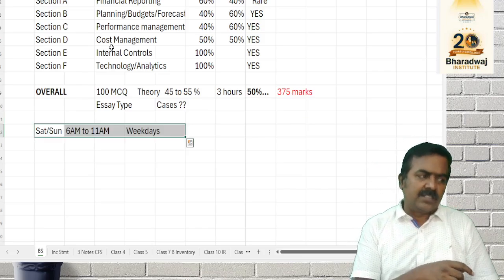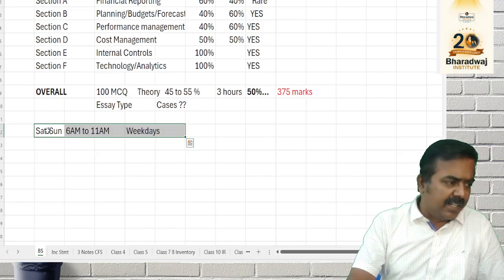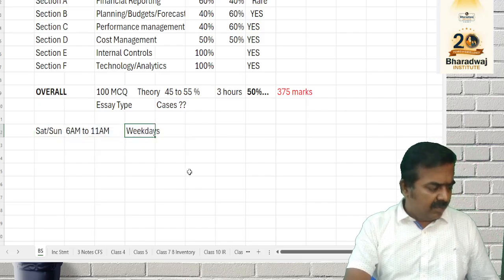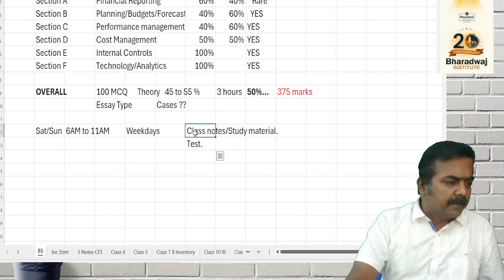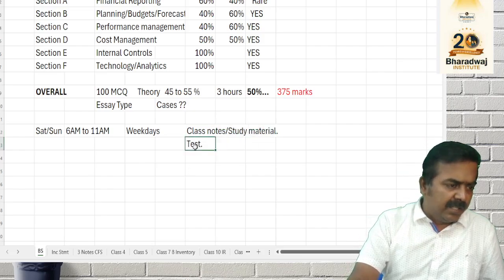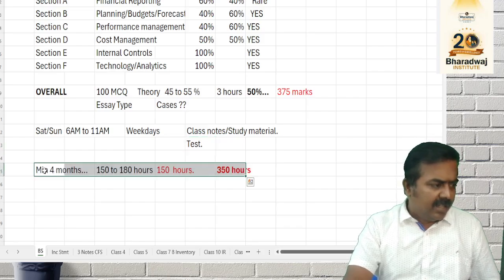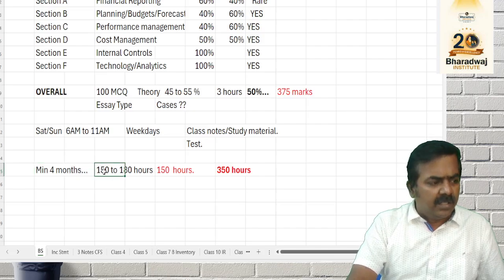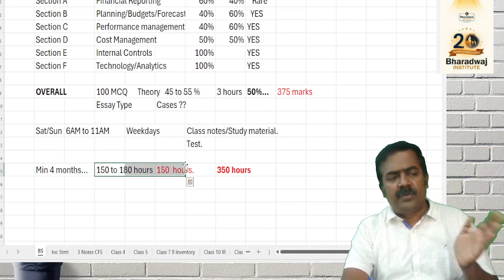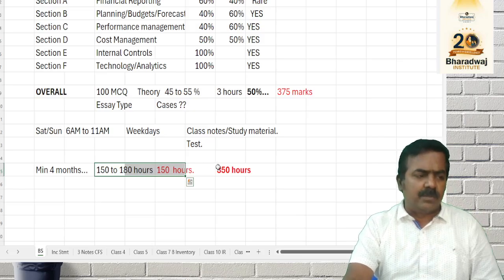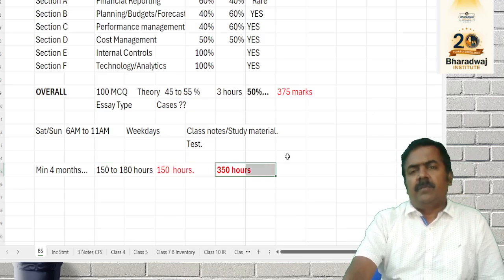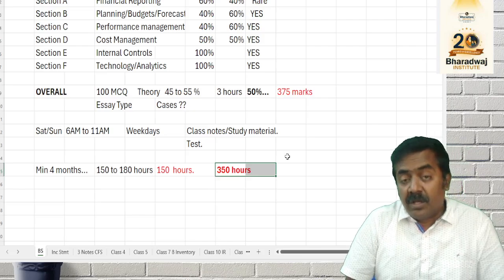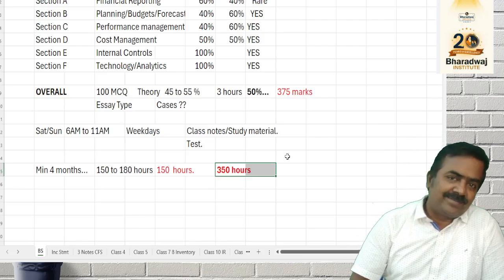So many people ask, the classes, of course, happen Saturday and Sunday, 6 to 11 a.m. Weekdays are for practice and tests. Of course, class notes, study material, tests, everything matters a lot. Minimum, you can take 3 to 4 months of time. Class duration will be approximately 150 to 180 hours, depending upon the batch. Total learning time will be 350 hours.